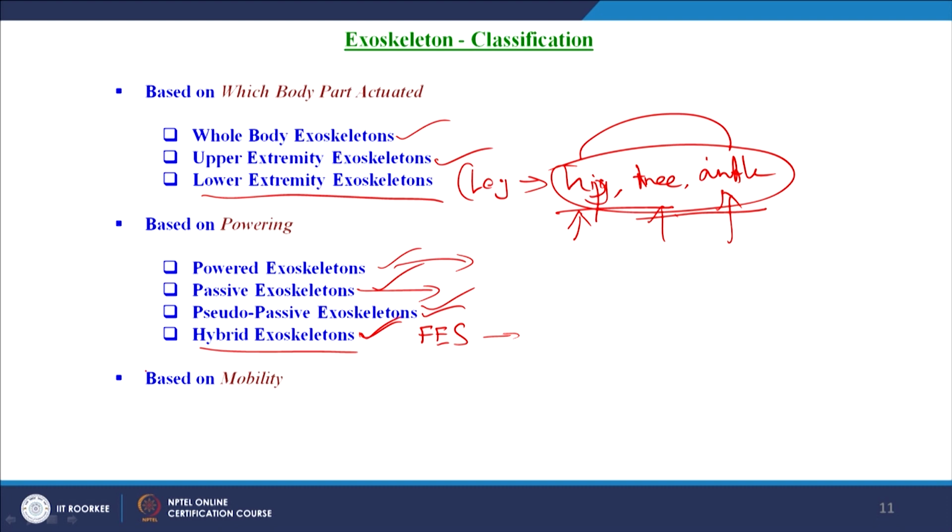Then finally, the major classification is on mobility. The exoskeletons are classified based on mobility. One will be the fixed one, which is fixed either on the wall or onto the hook part, and the other one is supported.